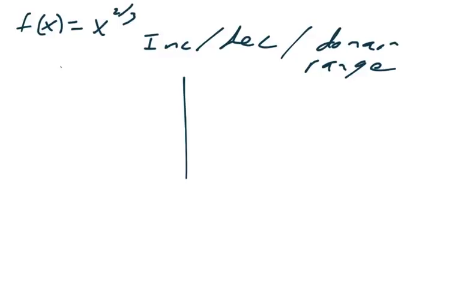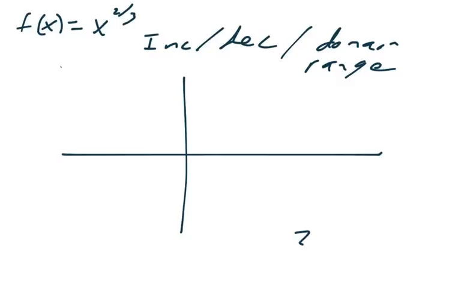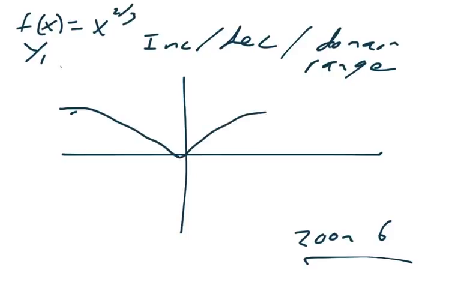Alright, so we're going to start out by doing f of x equals x to the 2/3, and we're going to do domain and range. Plug this into y1 and then hit zoom 6, and what you'll see is that you have a graph that looks like that.